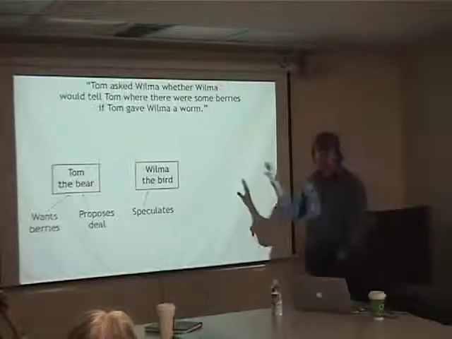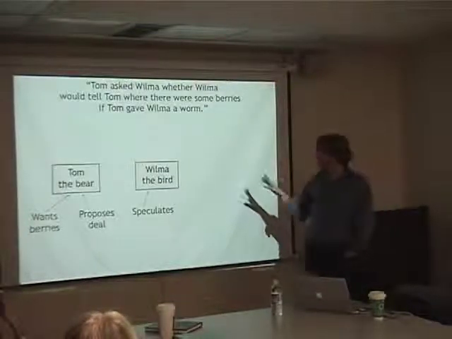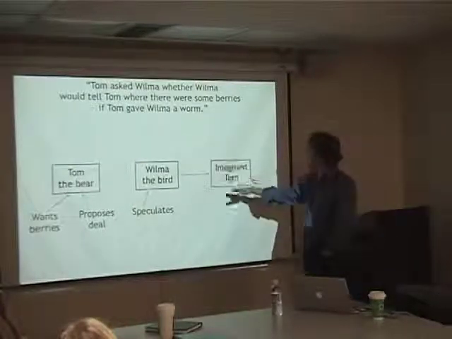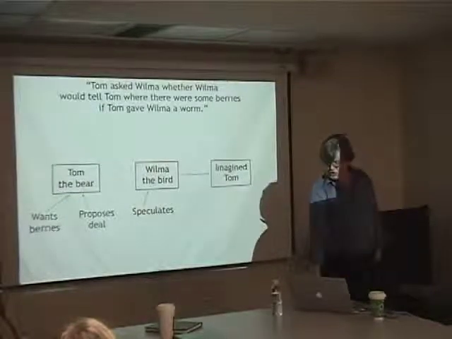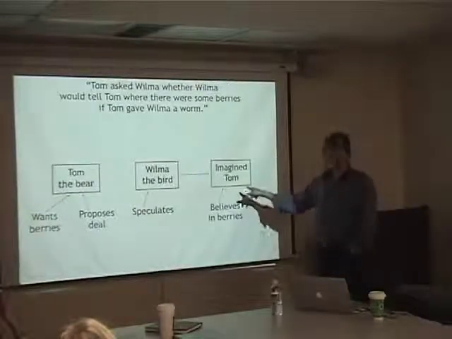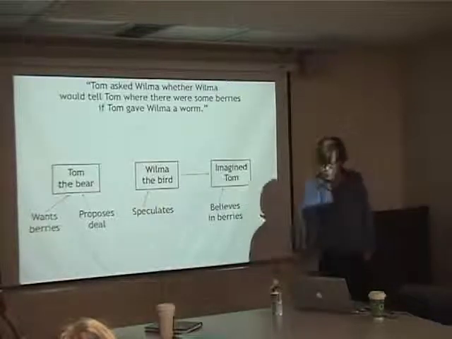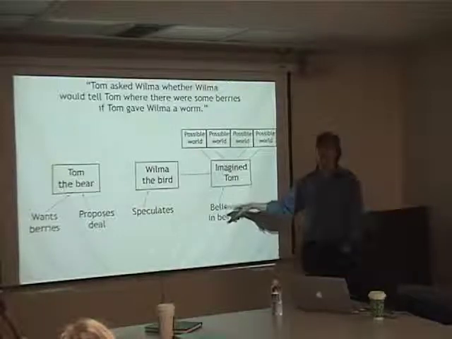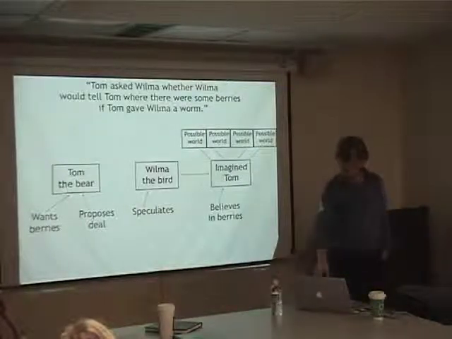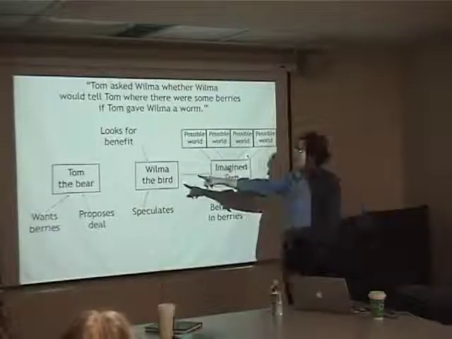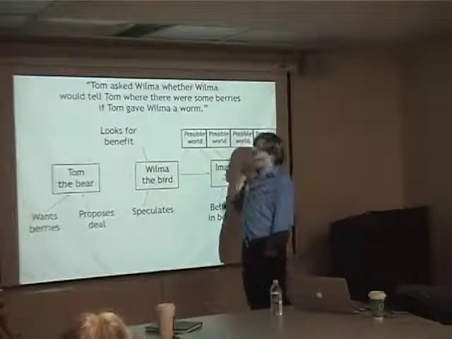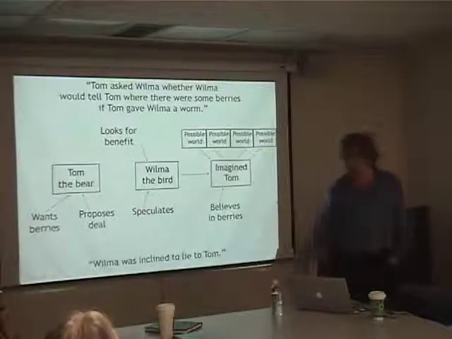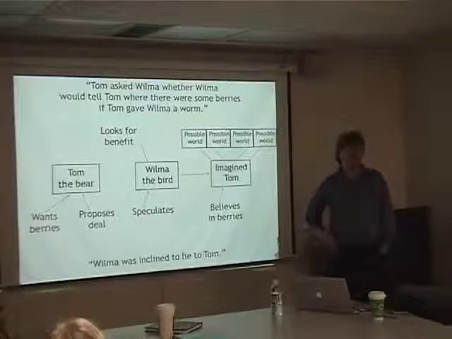And then Wilma the bird speculates. What does that mean? It means that Wilma is able to use Tailspin simulation mechanisms to create an imagined Tom. And this imagined Tom believes there are berries somewhere. And then she can forward simulate all the possible worlds of things that a Tom who believed in berries might do. And she is looking for benefit, right? Are any of these worlds better for me than the world in which I am now? And the result is Wilma was inclined to lie to Tom, right?